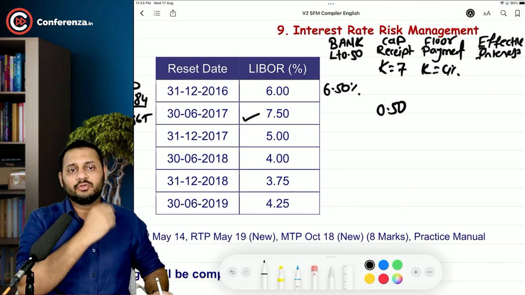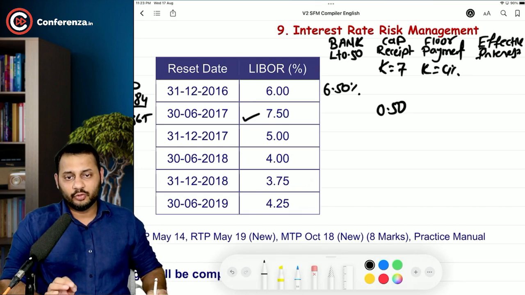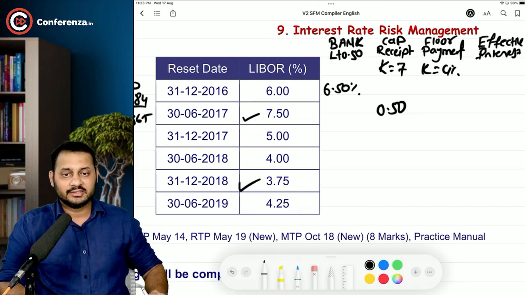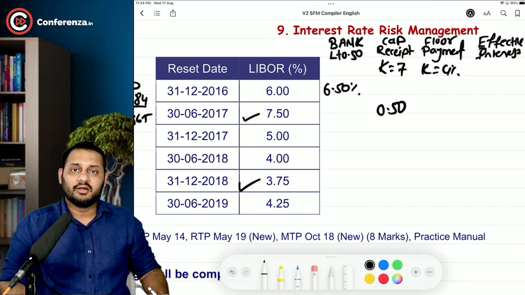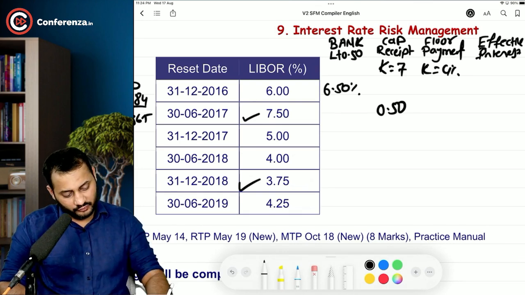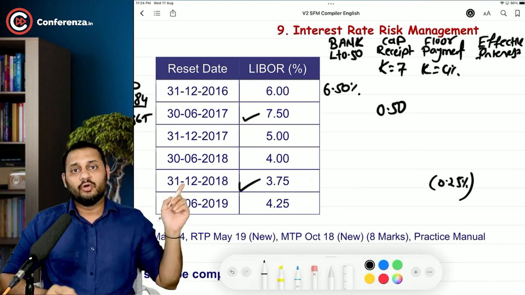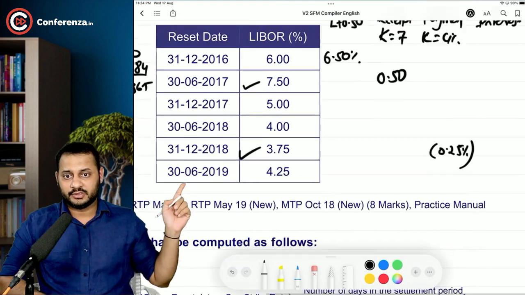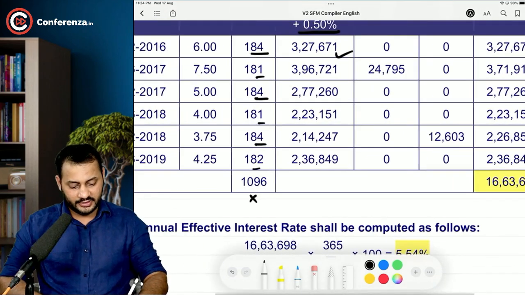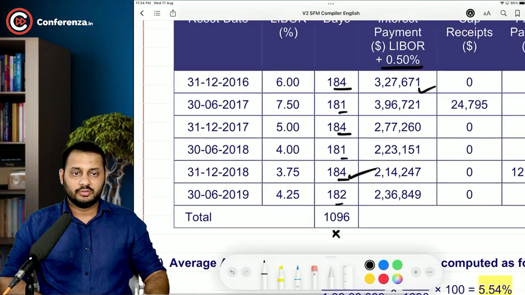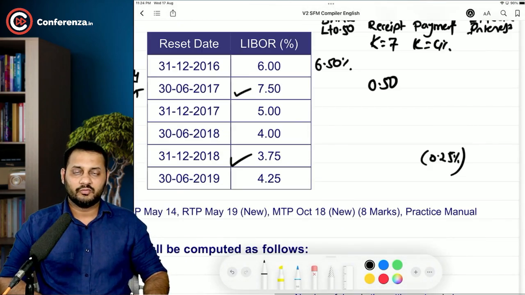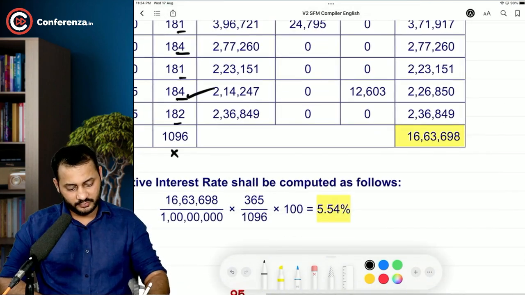Cool. Let's look at the floor option. You can clearly see that only once again the LIBOR is going below 4%. And if it is going below 4%, there will be an outflow for you. This is a loss to you because you are the seller. But that too is per annum, 0.25%, so we are going to convert that into 184 days. So what will be the cash flow? What will be the calculation?